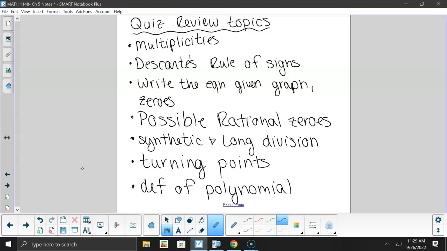Multiplicities, what they mean, what they look like. Write the equation given a graph, finding the zeros. We feel okay on that one? Alright. Possible rational zeros test, synthetic and long division, turning points, and the definition of a polynomial. We got anything we want to add to that? Yeah, you've got all of the different terms. Whole number exponents, positive exponents. Leading coefficients are all real in front of each term. No i's. That's about it. Anything you guys want to add to it?